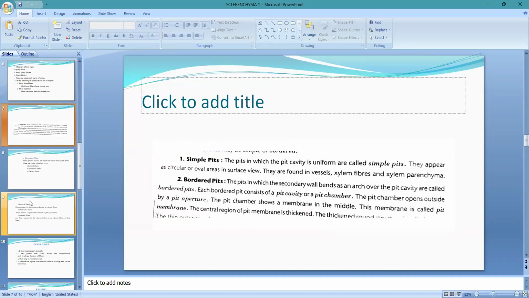Coming to the bordered pits, the pits in which the secondary wall arches over or covers the pit cavity are called bordered pits. Each bordered pit consists of a pit cavity or pit chamber. That pit chamber opens outside by a pit aperture. The pit chamber shows a membrane in the middle. This membrane is called a pit membrane. So that is the complex structure of bordered pits. That is the difference between simple pits and bordered pits.